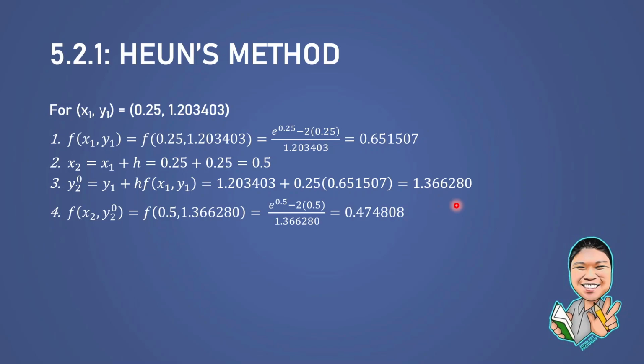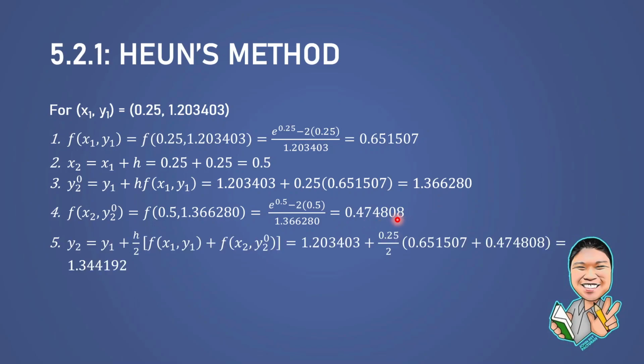Kasi ang gagawin mo pa for the step 4, hahanapin mo yung value ng f of x sub 2, y sub 2 raised to 0. So, itong points na to. So, f of 0.5, 1.366280. So, just use the original function, e raised to 0.5 minus 2 raised to 0.5 all over 1.366280. So, that is equal to 0.474808.